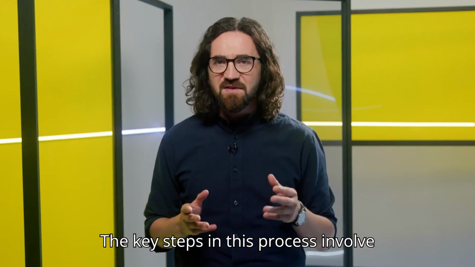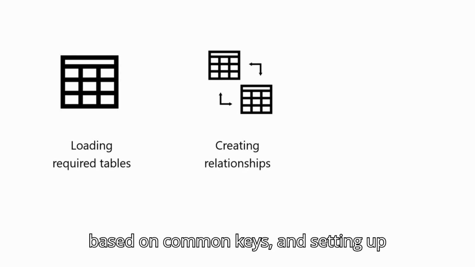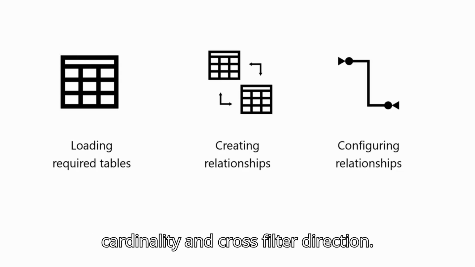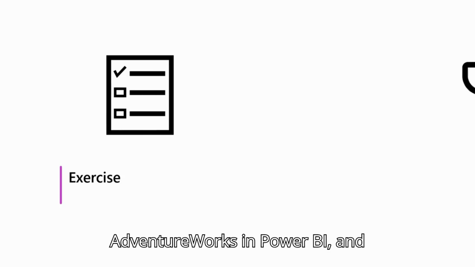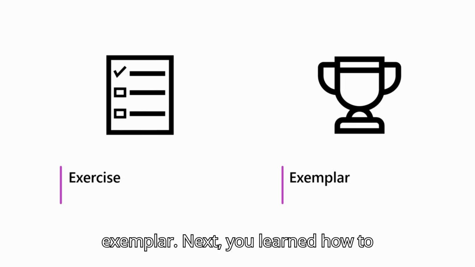The key steps in this process involve loading the required tables, creating the relationships between the tables based on common keys, and setting up cardinality and cross-filter direction. You then completed an exercise configuring a star schema for AdventureWorks in Power BI. And you compared your result against an exemplar.